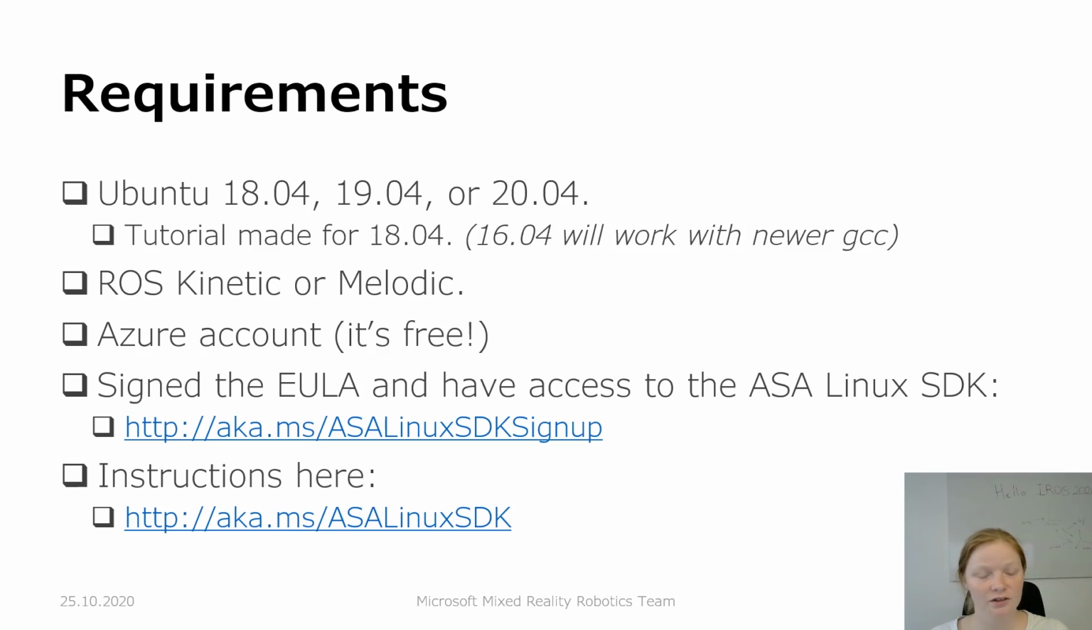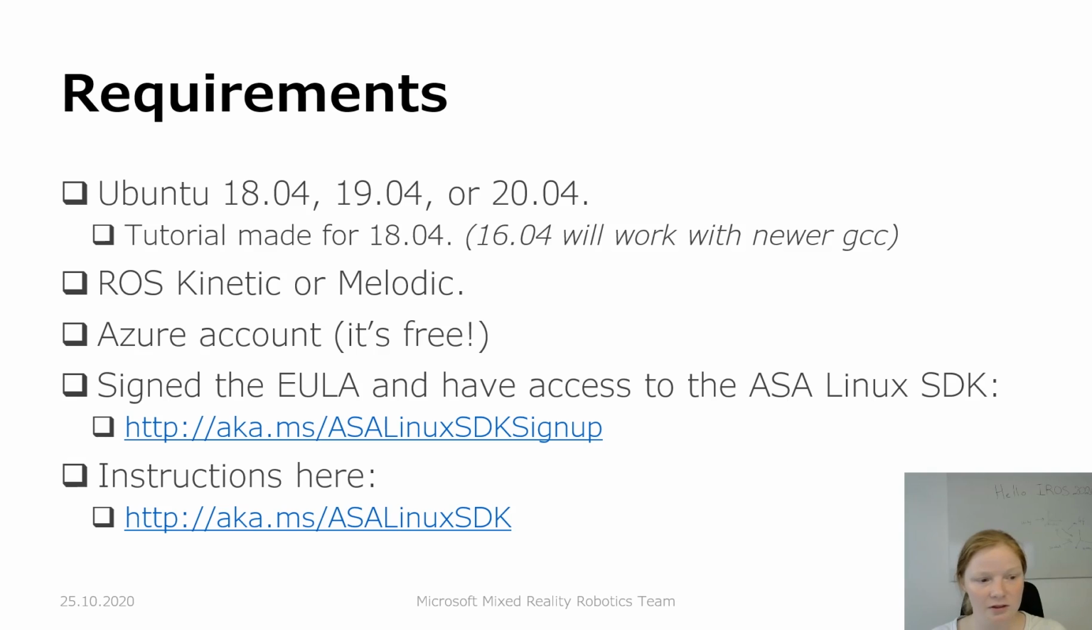Next up, you'll also need to have signed the EULA to have access to the Azure Spatial Anchors Linux SDK. There's a link here which you can click, and it's also in the description. You need to sign this EULA for us to be able to give you access, as the Azure Spatial Anchors Linux SDK is only for research and not for commercial purposes. So please sign it. It might take up to 1 or 2 business days for us to give you access, as this is a manual process. And in case this changes, we'll write it in the description of the tutorial.